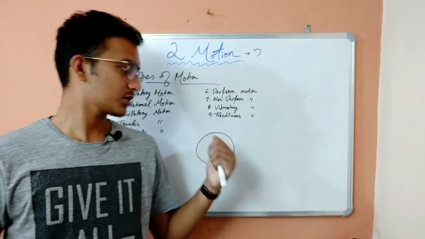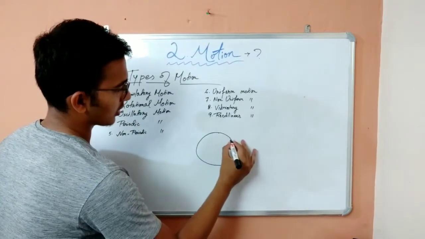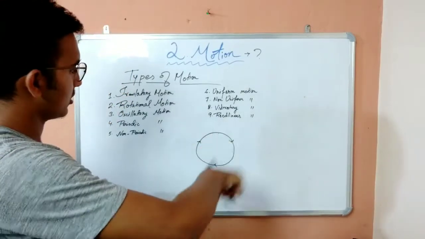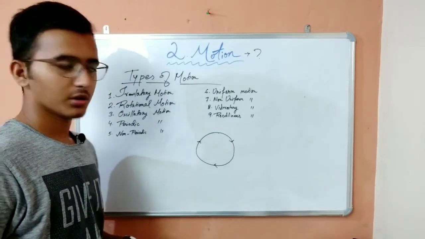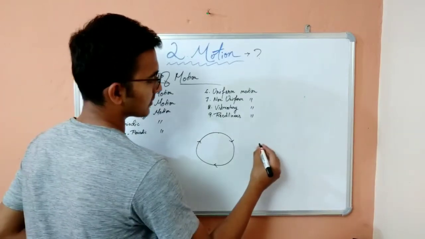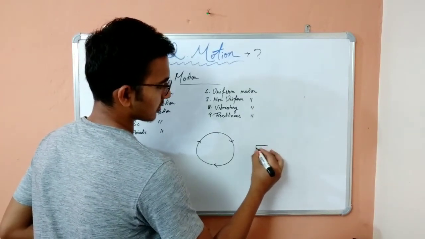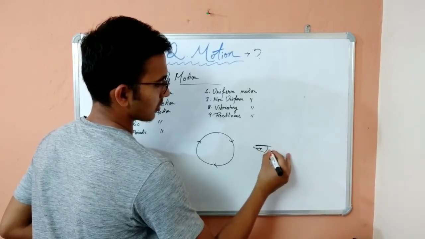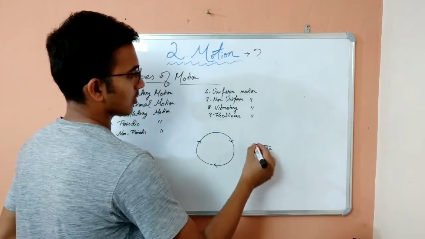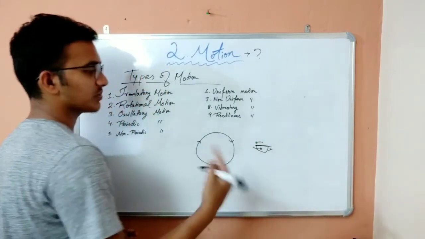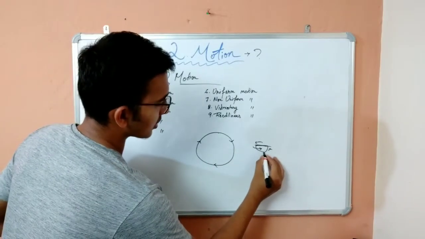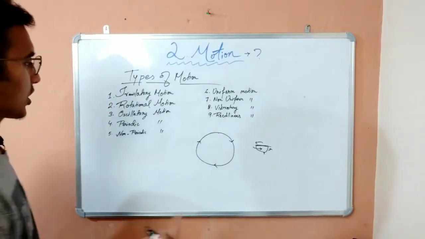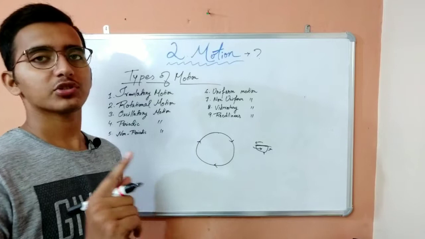Okay, so suppose a car is moving along a round path, then the car is in rotational motion. Or suppose a spinning top. You might have seen a spinning top. How does the spinning top move? It moves at one point and it rotates. That rotation is called rotational motion. Earth rotates on its own axis.